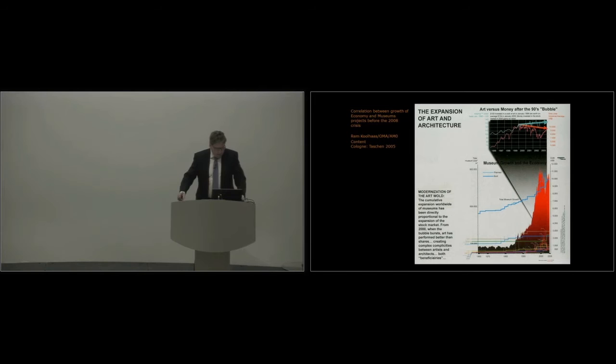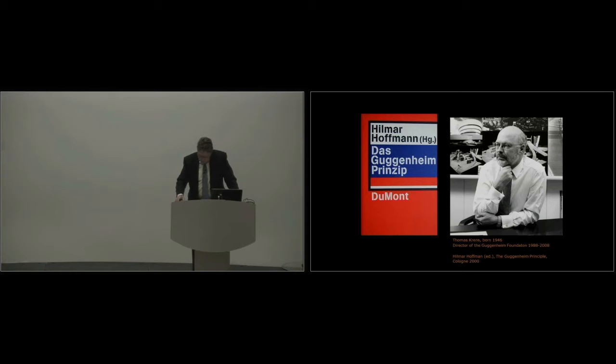Rem Koolhaas provocatively figured out the idea of the expanding, growing economy and the shareholder values in correlation to the growth of the museum institutions and the growth of museum architecture. The best example for this shift in the conception of the museum coincided with the realignment of the Guggenheim under the 20-year-long directorship of Thomas Krens, which started in 1988.